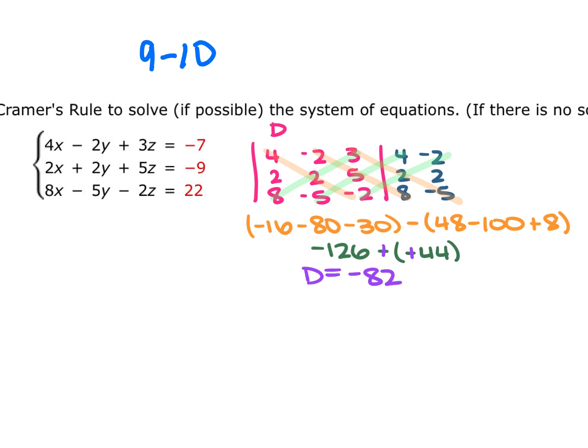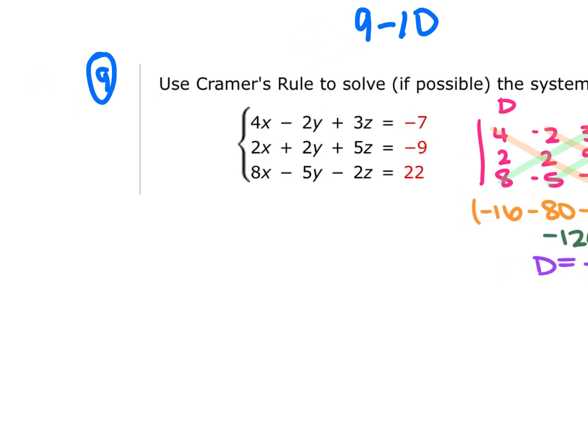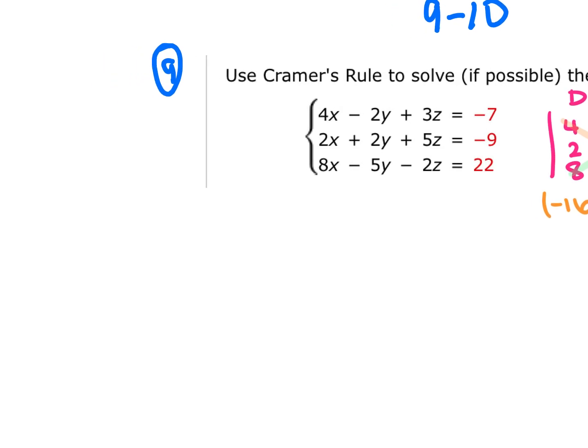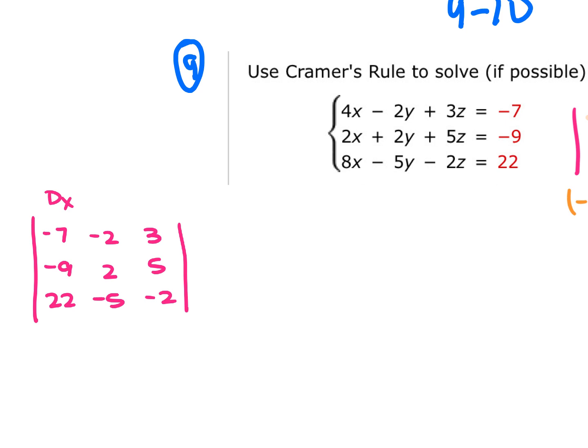Our next step here is to find D sub x, which means you're going to take the matrix that you just made for D and change out your x values with your answers. So that means that the 4, 2, and 8 is going to change to be the -7, -9, and 22 for D sub x. So start with -7, -9, and 22 on the first column. Your y values and your z values are going to stay. So that's going to be -2, 2, and -5. And then 3, 5, and -2. So just like the one before, rewrite the first two columns. -7, -9, 22, -2, 2, -5.